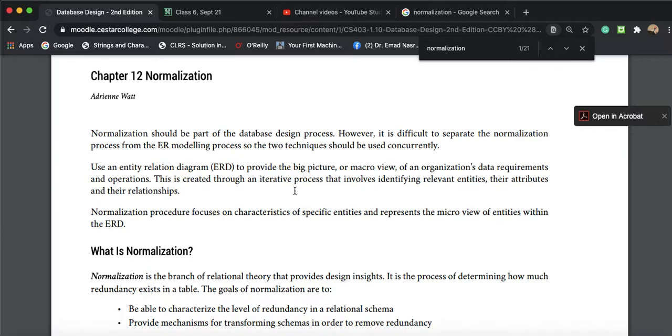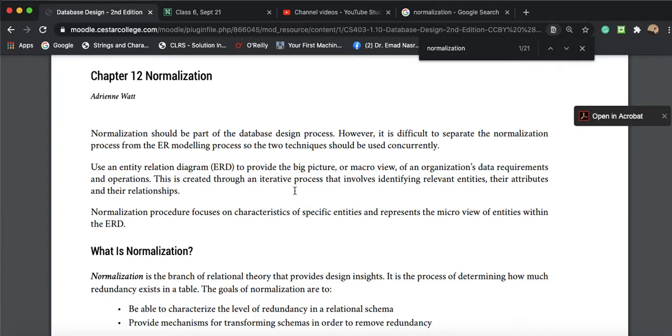How can we know? By normalization. We need to apply the normalization rules on the database, specifically on the relational scheme, not on the ERD. So it's like you are testing your database design. Does it pass or does it fail? If it satisfies the normalization rules, then that's it, it passes. If not, then it fails.